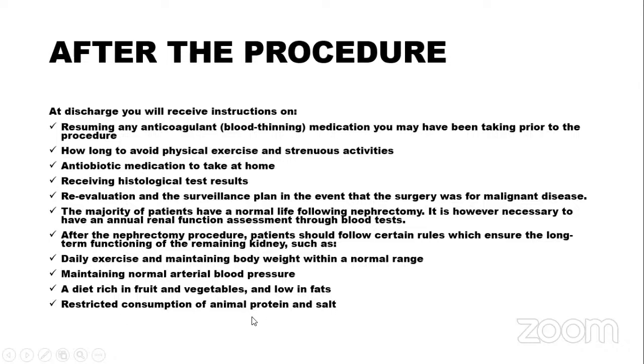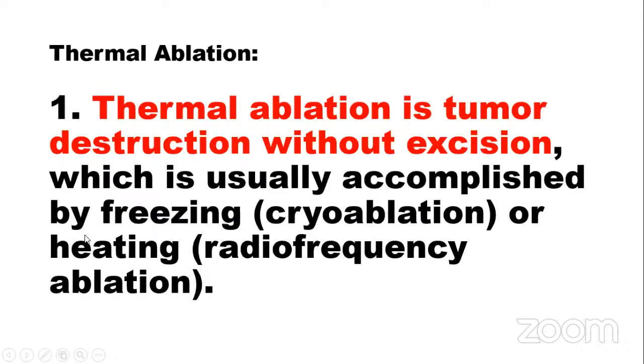It is very important to remember to instruct your patient to restrict animal protein and salt, and to eat a diet rich in fruit and vegetables and low in fats. For those who have hypertension, they must maintain their blood pressure, exercise daily, and maintain body weight within the normal range. This must be done.